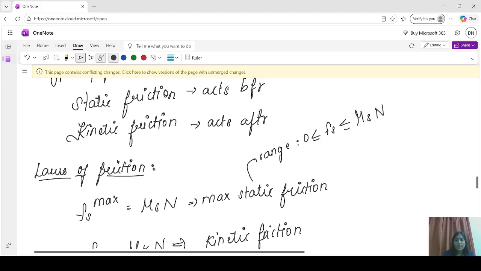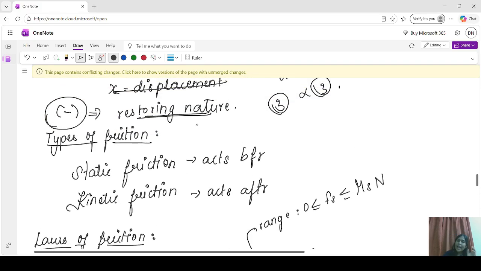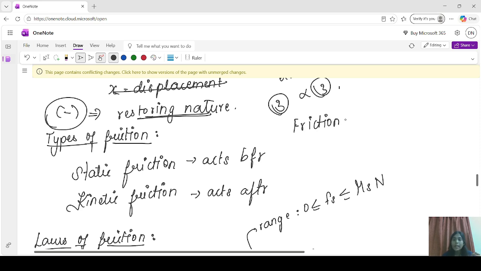Now, let us see what is friction. Friction will oppose the relative motion. Without friction, walking is impossible, brakes will fail, and vehicles cannot move. What are the types of friction? One is static and the other is kinetic. Static acts before the motion starts, and kinetic acts after the motion starts.